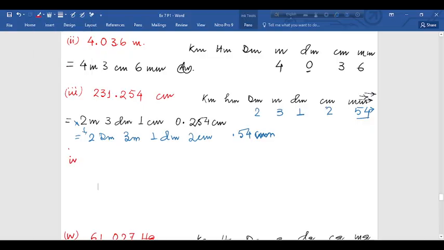Next, question number 4 says 61.027 hectogram. Write down the structure.